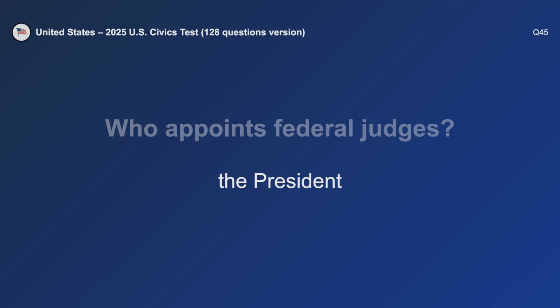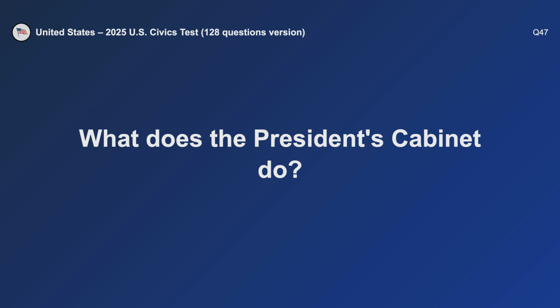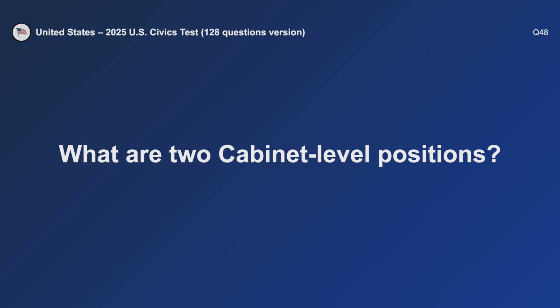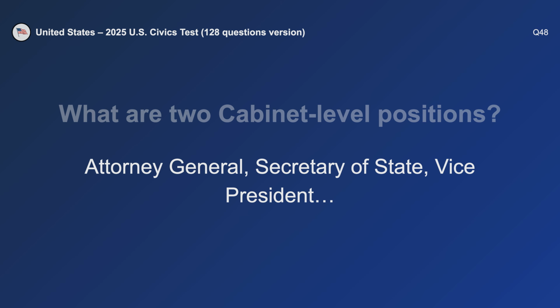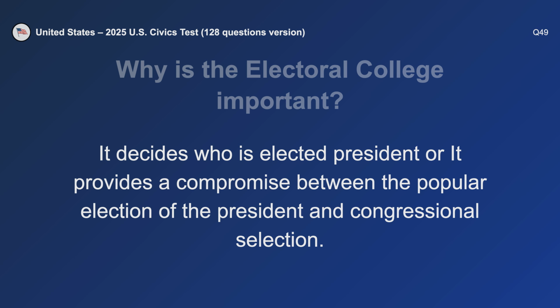The President. The executive branch has many parts. Name one. The President. What does the President's cabinet do? Advises the President. What are 2 cabinet-level positions? Secretary of State and Vice President. Why is the Electoral College important? It decides who is elected president.